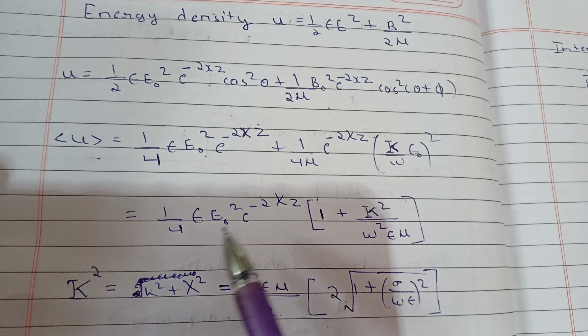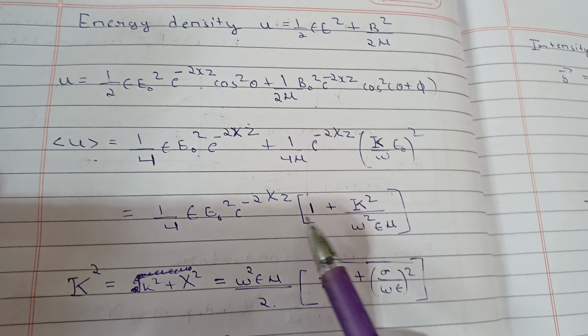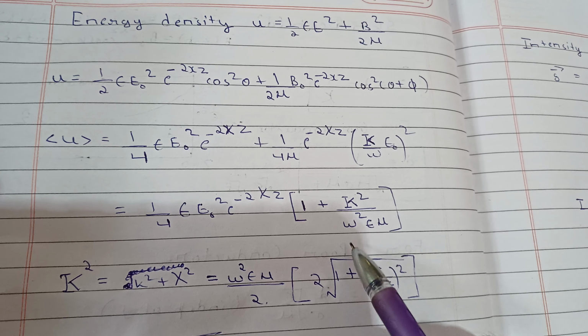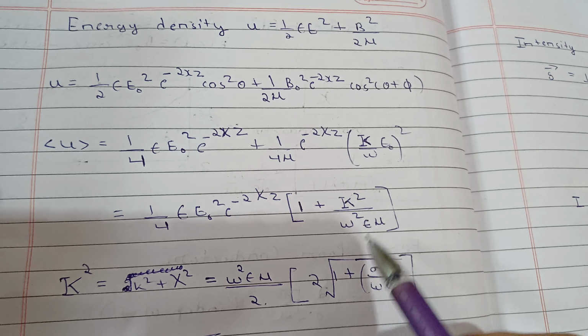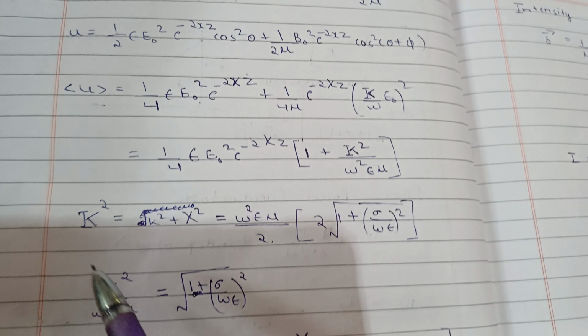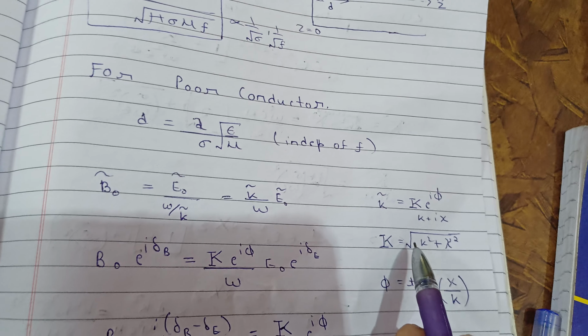Now from here we can just take this term common, 1 upon 4 epsilon E naught square exponential minus 2 kappa z, it will give you 1 plus capital K square upon omega square epsilon mu. So to find the value of this term, let's see what capital K is. Capital K is nothing but the square root of k square plus kappa square. As I told you here, capital K square will be k square plus kappa square.